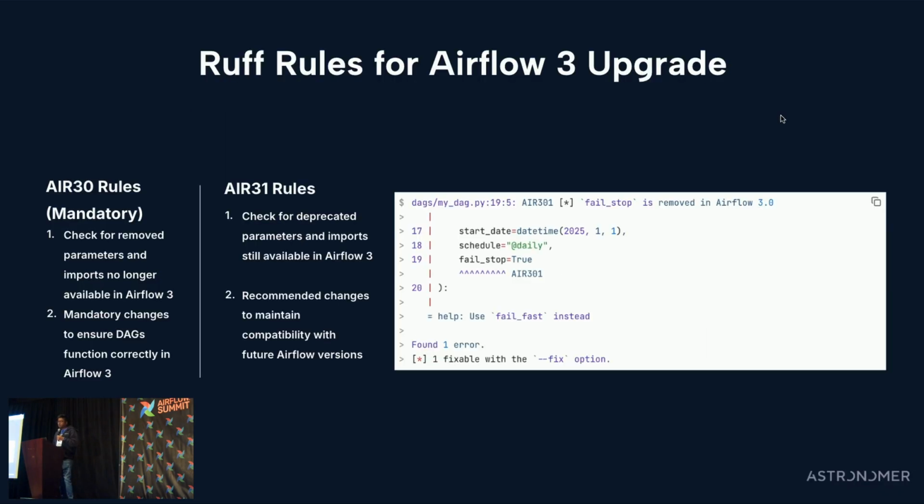There are two types of Ruff rules while upgrading from Airflow 2 to 3. Certain rules have breaking changes, for example, certain imports which are completely removed in Airflow 3, right? Those are part of AIR 30, and these are mandatory changes. And AIR 31 are the changes which will be removed in future, and some of them are already removed in 3.1.